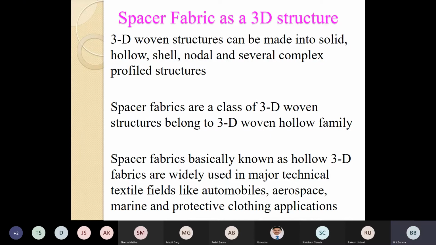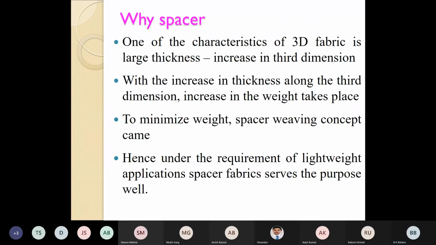And I will show you some of the applications, only some pictorial applications, how they are used in automobiles, aerospace, marine, and protective clothing applications, mainly in the composite sector. So let us have a look why we want to have a spacer fabric in 3D weaving.